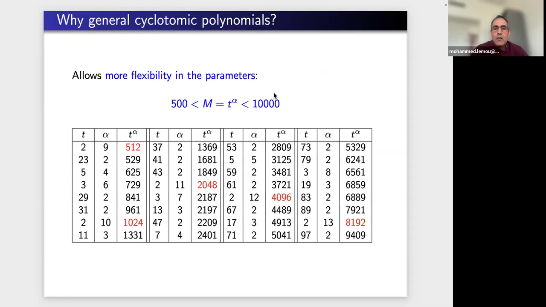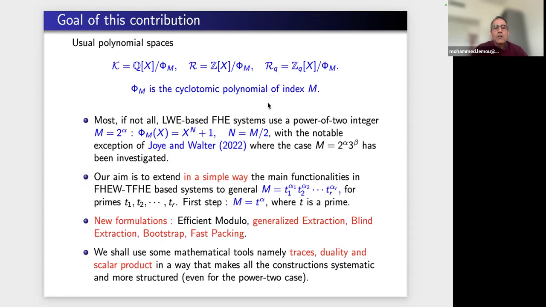So in fact, most, if not all, ring LWE-based FHE systems use a power of 2 integer, m equal to 2 to the power alpha. And in this case, the cyclotomic polynomial is very simple. It's just x to the power n plus 1, where n is equal to m over 2. I should say there is a notable exception, which is the work by Joye and Walter, where the case m equal to 2 power alpha times 3 power beta has been investigated.